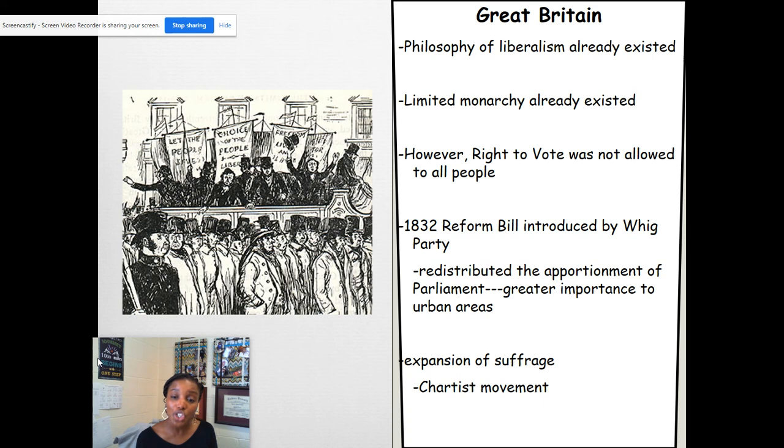And in 1832, a reform bill was introduced by the Whig Party that basically redistributes the parliament, or the apportionment. Apportionment means how many people, or numbers, to put a greater importance on the urban areas, extending this right to vote. Eventually, we get an expansion of suffrage called the Chartist movement. So Great Britain is one of our first countries, and one of the first things they go about is suffrage, or the right to vote.